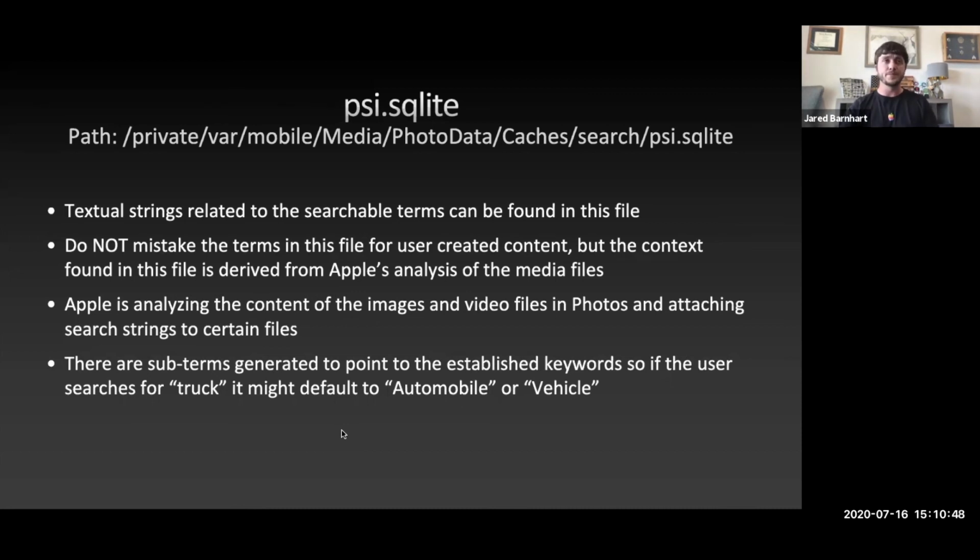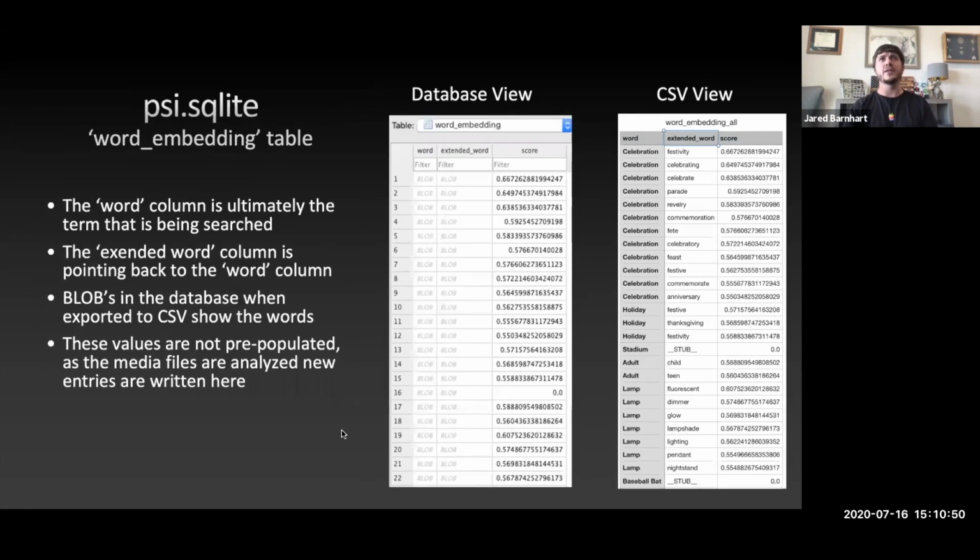So when you search dog, it finds the photos with dogs, or potentially it misses and you don't get all the returns for dogs. But when we dig into the file, looking specifically at the word embedding table, it has a bunch of blob data, words and extended words. Just simply printing that out to a CSV, we can see that they're sort of building out subcategories that point back to a major category. So like an anniversary is a type of celebration, and probably like a birthday would be a type of celebration. So that when you search for German Shepherd, it searches for dog, type of a thing.